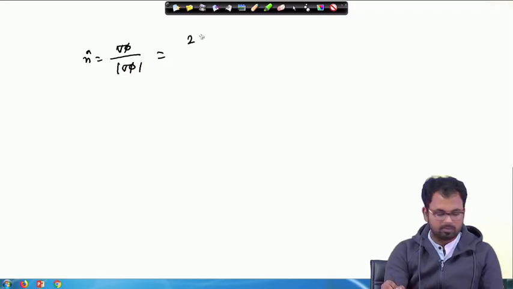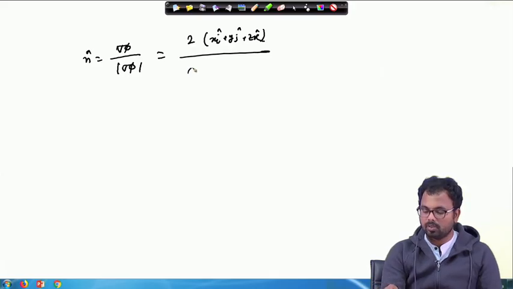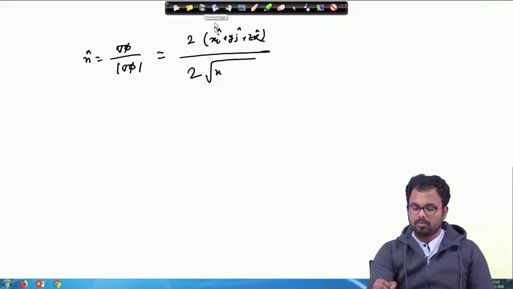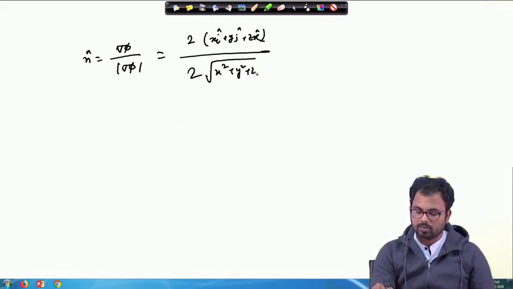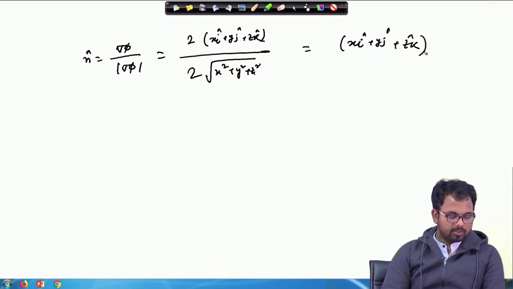So, grad phi is 2 times (x i + y j + z k), and when we take the square, this is basically 2 times the square root of x square plus y square plus z square. Now, x square plus y square plus z square is 1. So, this is basically x i plus y j plus z k. That is our normal n, and now we will take the projection on the x y plane.